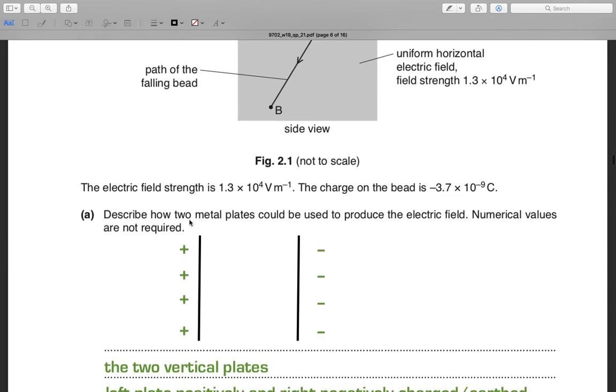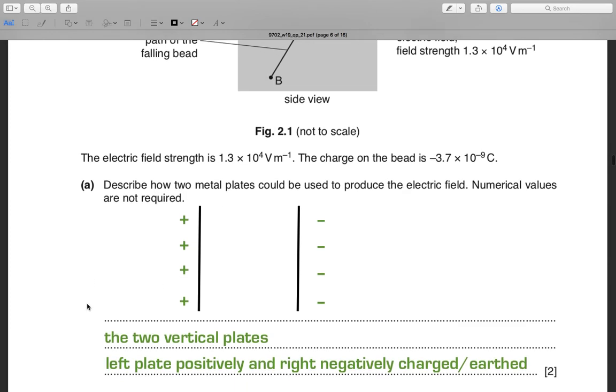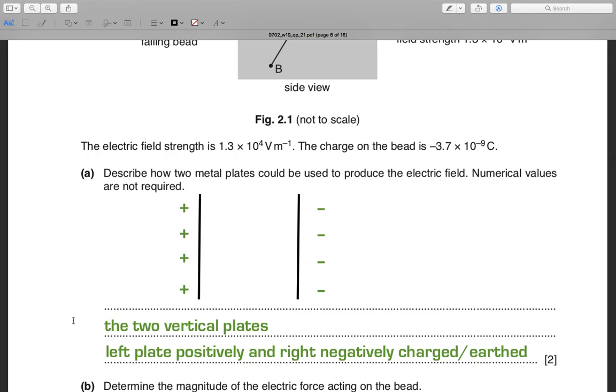So we can say the metal plates are vertical, two vertical plates, and we have the positive one here and the negative one here. Because the bead has negative charge, it is attracted to the positive one. So two vertical plates, the left plate positively charged and the right plate negatively charged, or earthed.